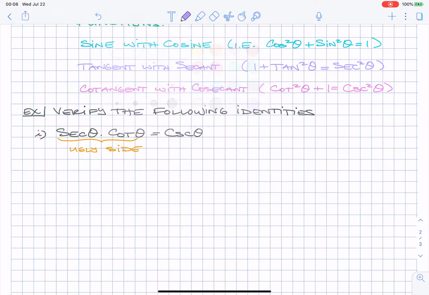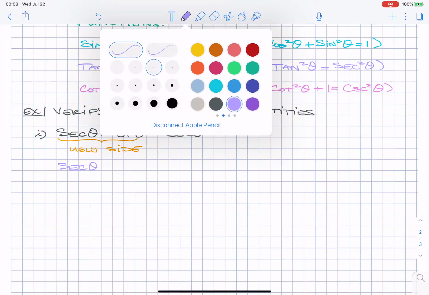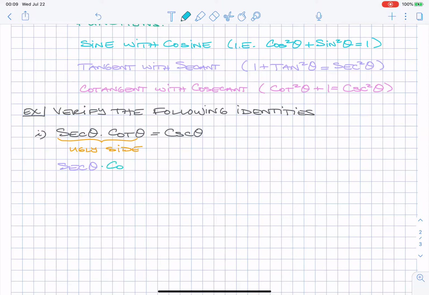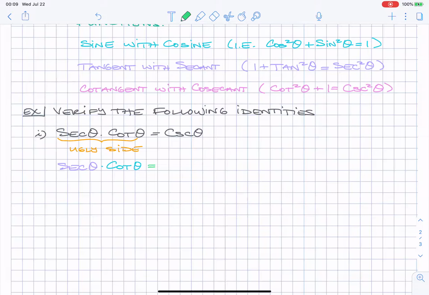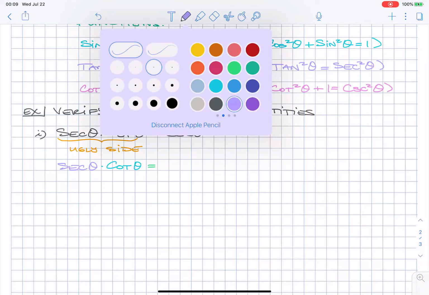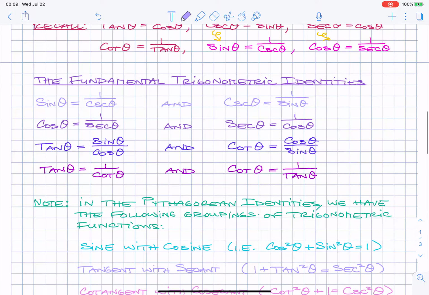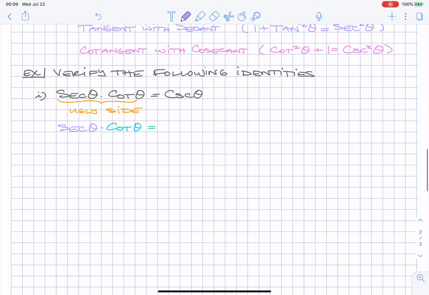So let's start with secant of theta times cotangent of theta. And we don't set it equal to the right-hand side. I'll show you why, because we have to verify, i.e. prove that this is true. So what is secant? Well, secant we know is 1 over cosine. So I'm going to use that. So I'm going to rewrite secant as 1 over cosine of theta.